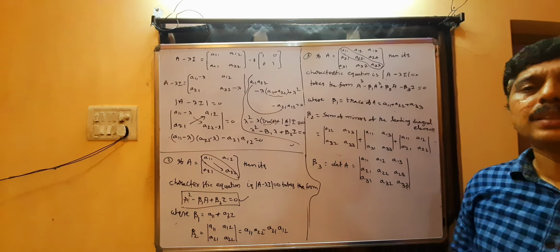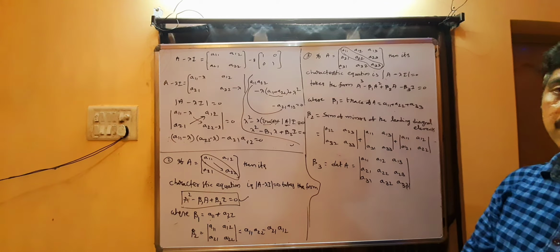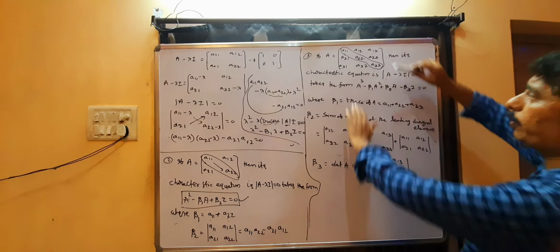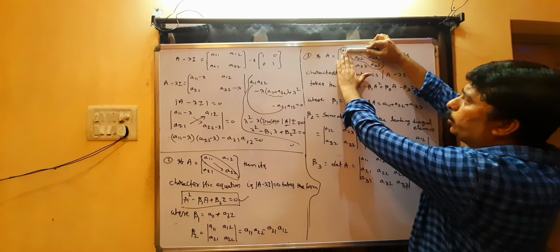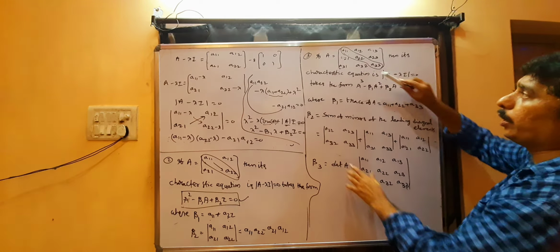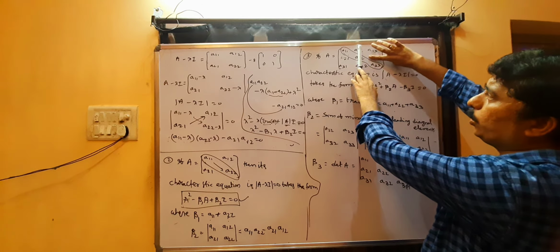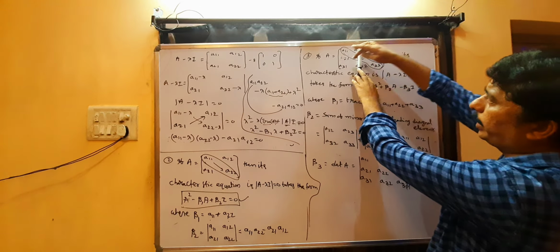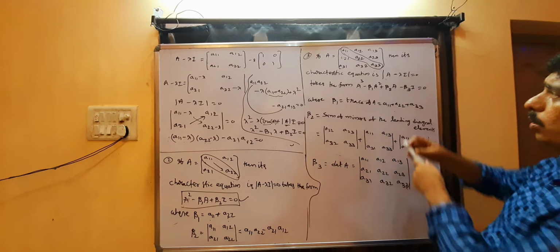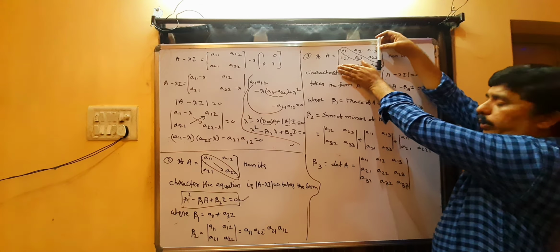Beta 2 is the sum of the minors of the leading diagonal elements. What is the minor of A11? It is the determinant of A22, A23, A32, A33. For the A22 minor, close the second row, second column; the remaining are A11, A13, A31, A33. Plus, close the third row, third column: A33 minus A11, A12, A21, A22.